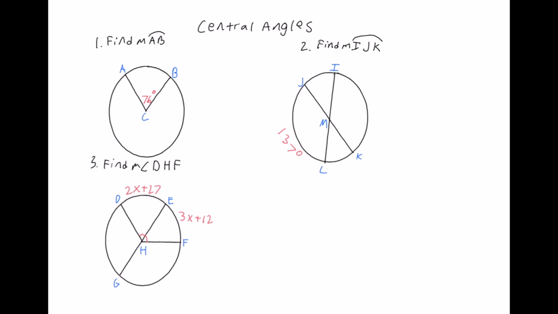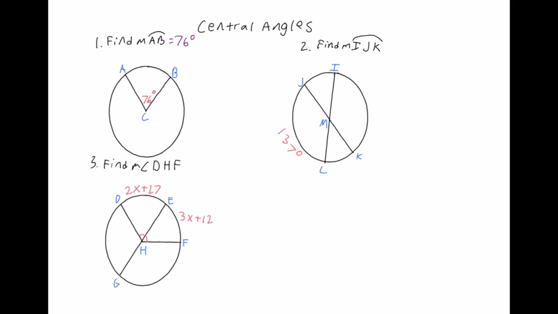Now finally, let's get to the central angles I was talking about. So central angles are very nice. The arc measurement is equal to the central angle measurement. So for number one, I say find the measure of arc AB. So it's essentially how much of the arc is there. So if the angle is 76 degrees, the measure of the arc will also be 76 degrees.